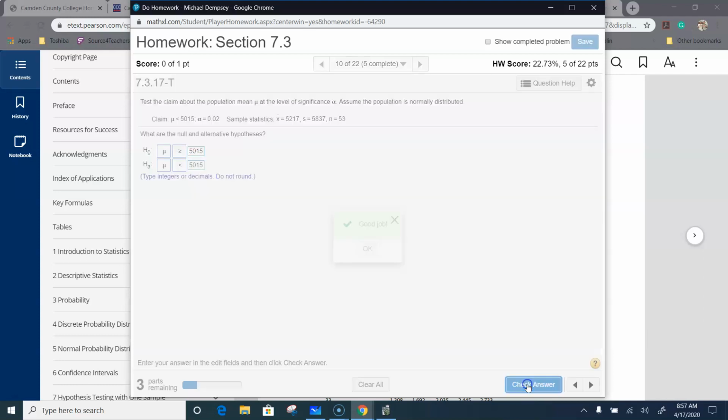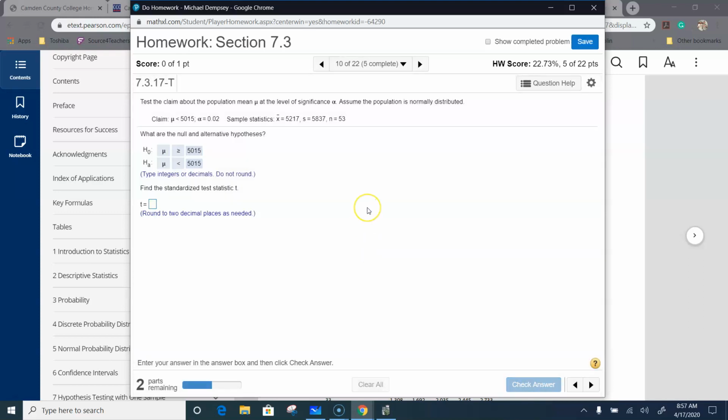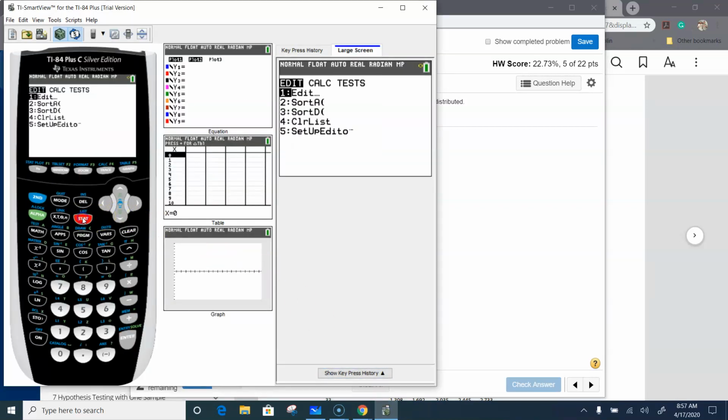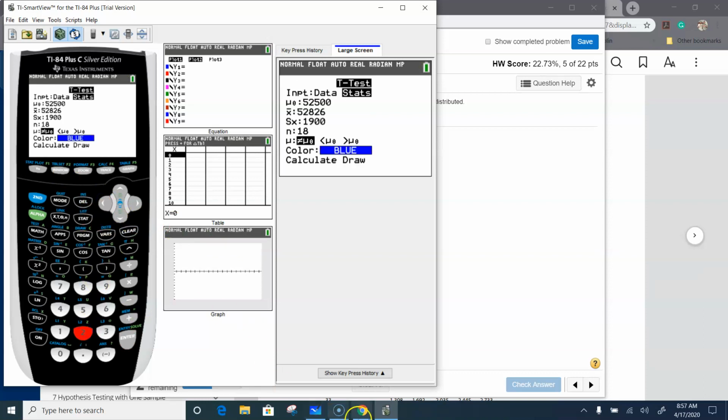Okay. It's our null and alternate hypothesis. Just steal them when they give them to you that easily. All right. So now we're going to run our t-test. So let's go to stat, test, and number 2 for t-test. Okay. And let's see what they give us here.